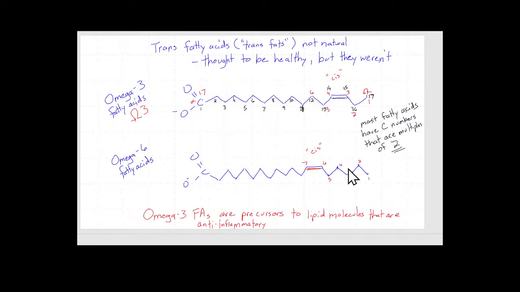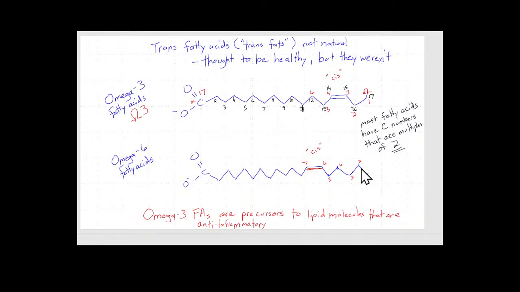It stops it from making the prostaglandins, which are pro-inflammatory. So those prostaglandins are what can give you things like fever and make you not feel well. That's why Tylenol is considered a fever reducer: it's blocking the conversion of omega-6 fatty acids into molecules that would give you the fever.